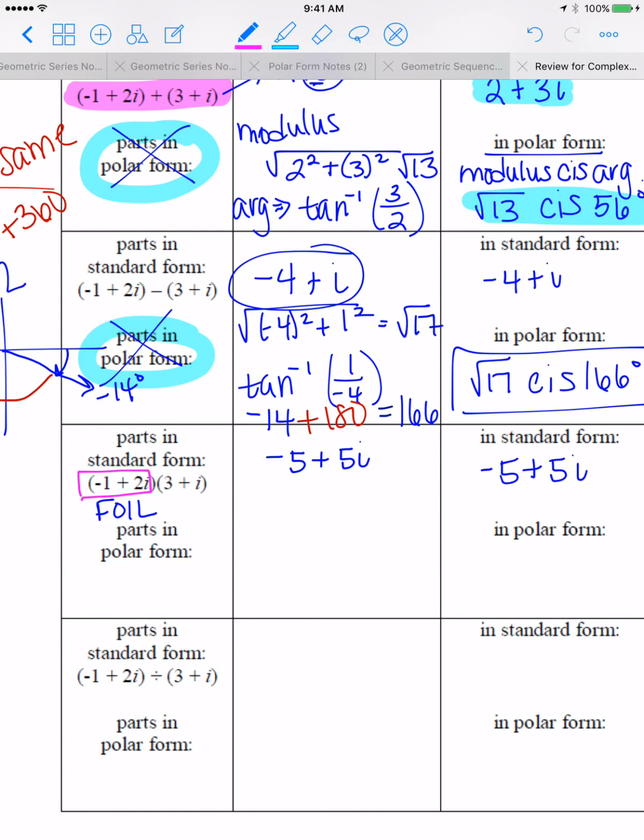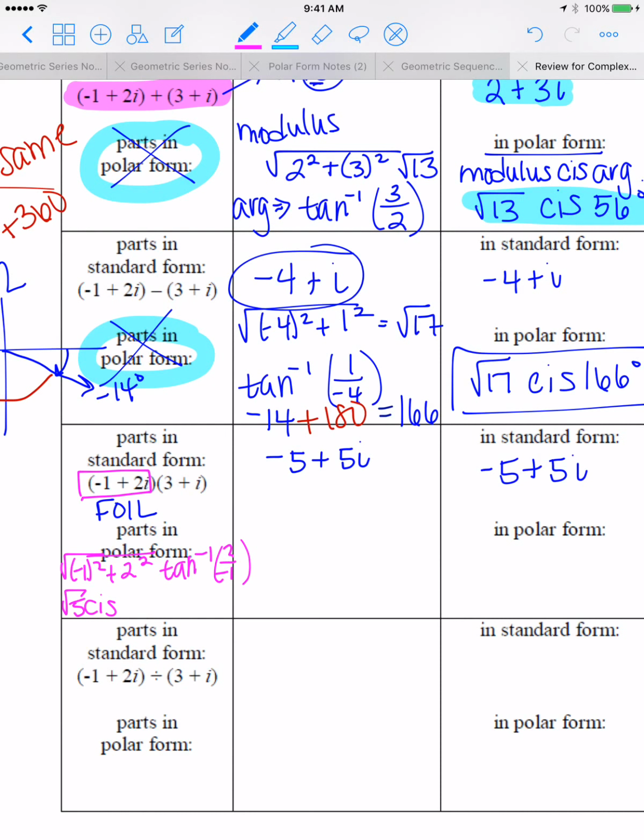So if we did that, we're going to take the square root. I don't really have a lot of room here, so I'm going to do the best I can. You would take the square root of negative 1 squared plus 2 squared. So that's going to give us the square root of 5. 4 plus 1 is 5. So we get square root of 5, CIS, and then we find the argument. So it's inverse tan of 2 over negative 1. So let's figure out what that is.